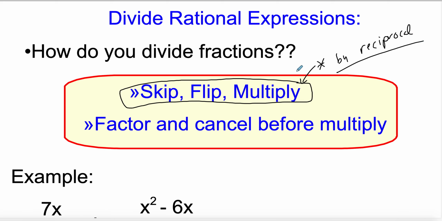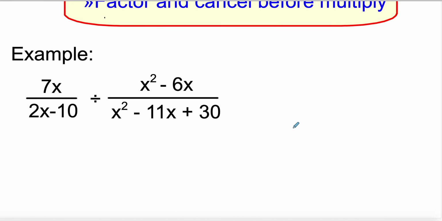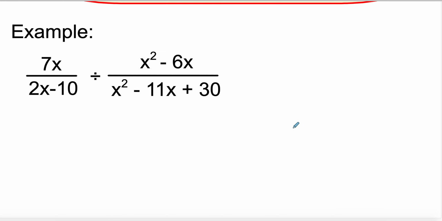Maybe reciprocal is too big of a word to learn in middle school. Not for sure, but this is what you learn: skip, flip, multiply. So since we are taking this to the next level, you skip, flip, multiply, and then you factor and cancel before you multiply straight across. Okay? So we'll check out this example here. They're not too bad. If you understood the last stuff, they're not too bad.